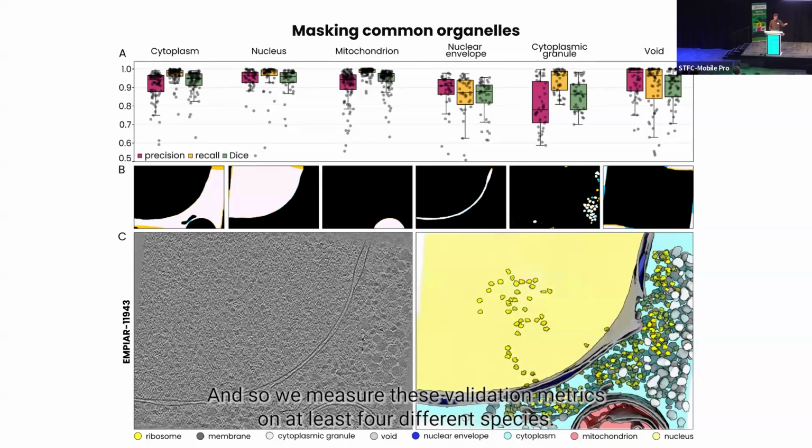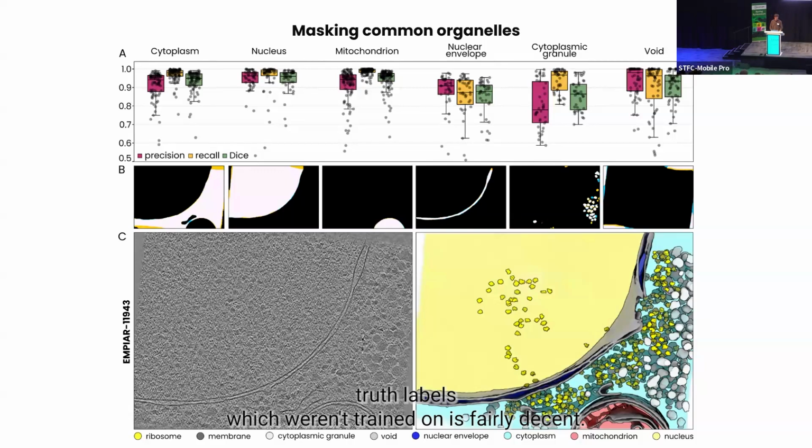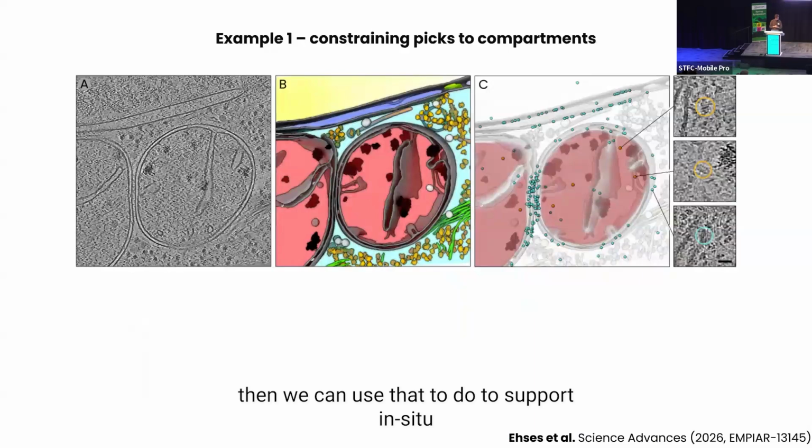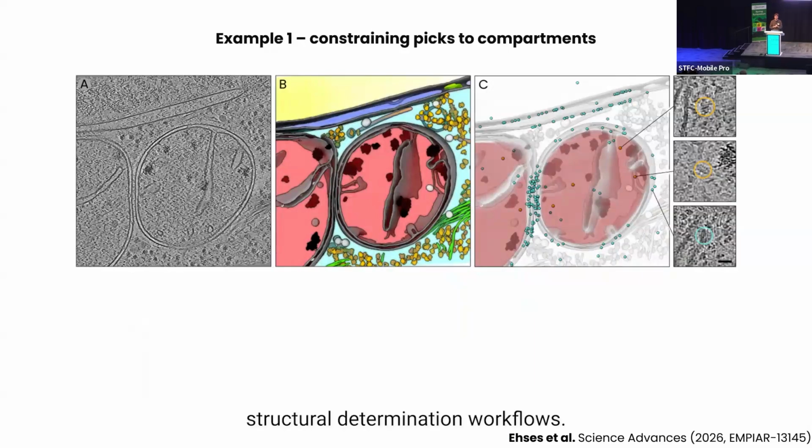the place. And so we measure these validation metrics on at least 4 different species, again, in order to assess whether the network output is general, or maybe is it overtrained on just yeast or just something. And we find that overall, the overlap with the ground truth labels, which weren't trained on, is fairly decent. So the idea is that if we have this collection of networks, then we can use that to support in situ structure determination workflows.